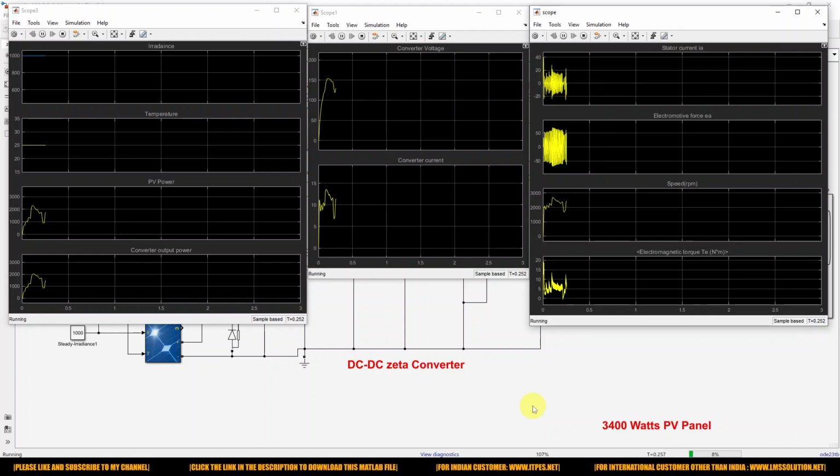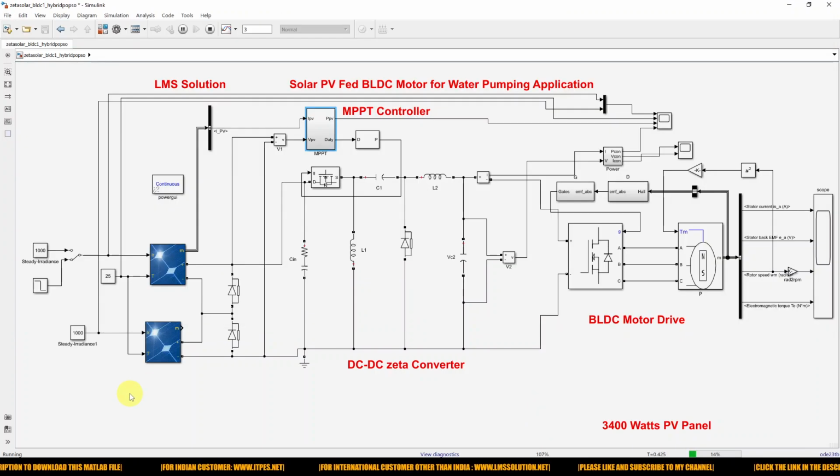So initially it will work like a uniform irradiation condition because both panels have 1000 watts per meter square. So what will happen after the irradiation of one panel changes? In the first panel, the irradiation changes from 1000 to 500, so the partial shading effect is given in the first panel. Even under the partial shading condition, we need to extract the maximum power from both panels. So how will the hybrid PO PSO MPPT extract the maximum power from the system, and also we have to check the response of the BLDC motor here.